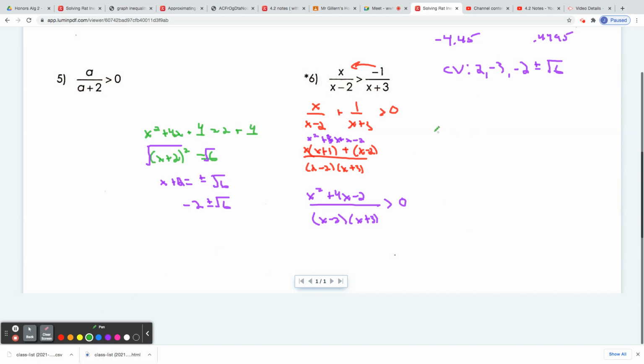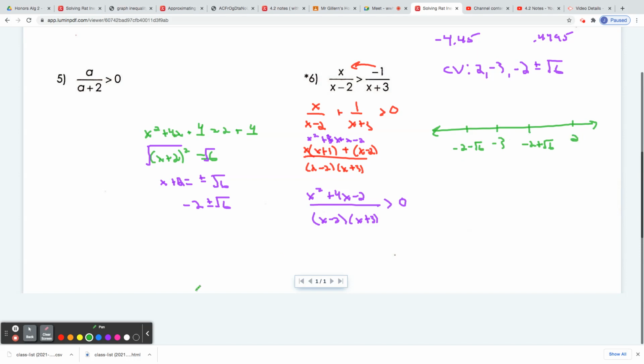So if we're making a number line, what's the smallest number between all of those? Well, it's negative 4.45, but I'm going to write it as negative 2 minus root 6, because that's what I'm going to include in my answer. But I know that's roughly negative 4.45. So then what comes next? Negative 3. Then 0.45 comes next. So that's going to be negative 2 plus root 6. And then the largest number is 2.